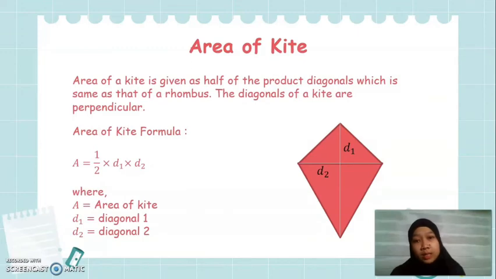Area of kite. The area of a kite is given as half of the product of the diagonals, which is the same as that of a rhombus. The diagonals of a kite are perpendicular. The area of kite formula is A equals a half times D1 times D2, where A equals area of kite, D1 equals diagonal 1, and D2 equals diagonal 2.